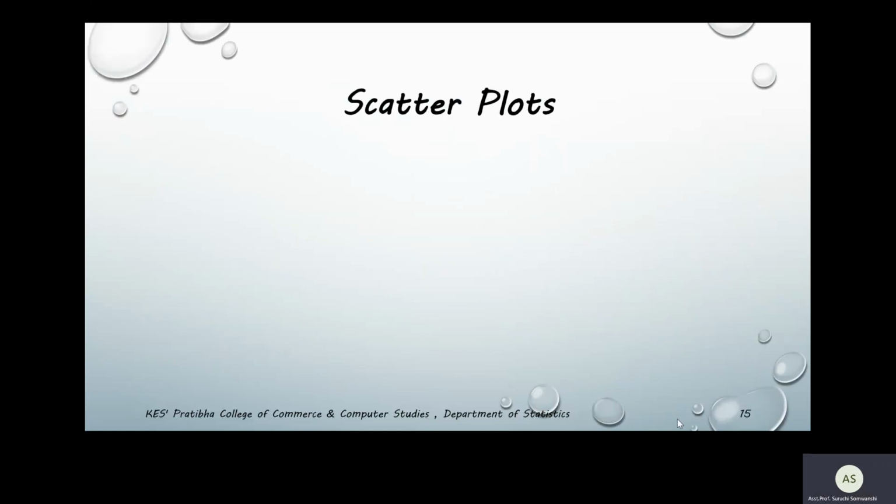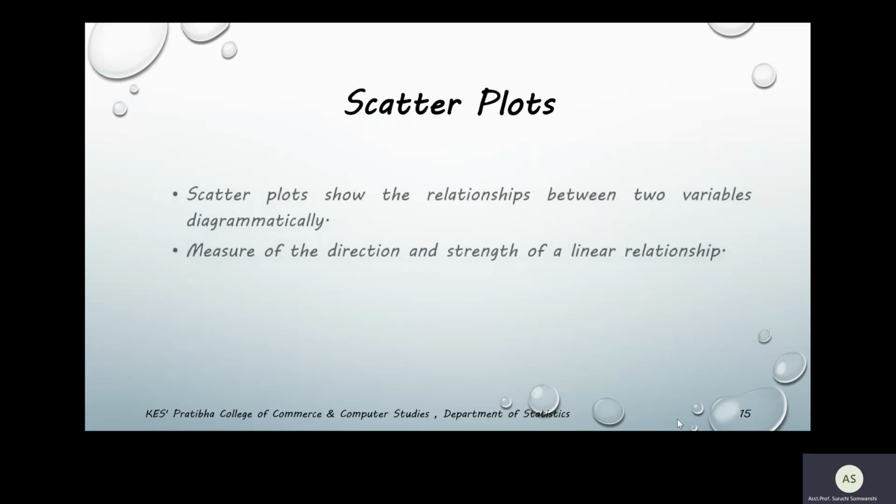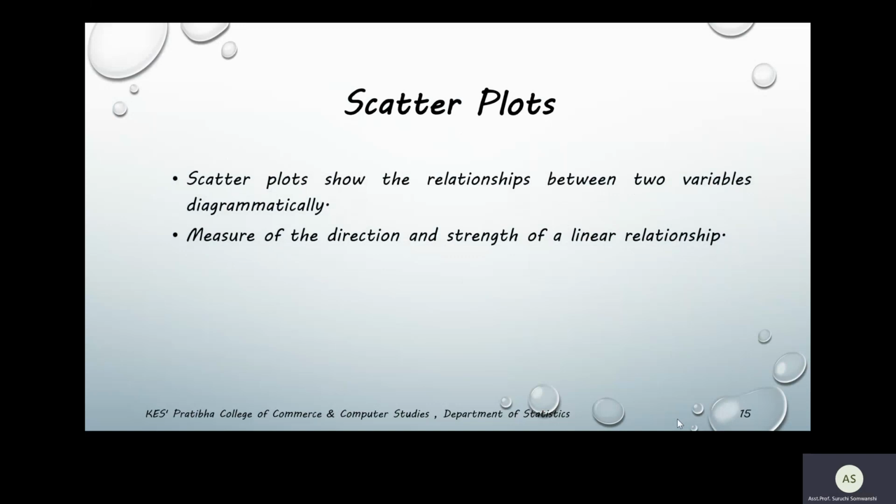The another term is scatter plot. So what is meant by scatter plot? Basically, it is a diagrammatic representation used for showing the relationship between two variables. It also measures the direction and strength of a linear relationship.